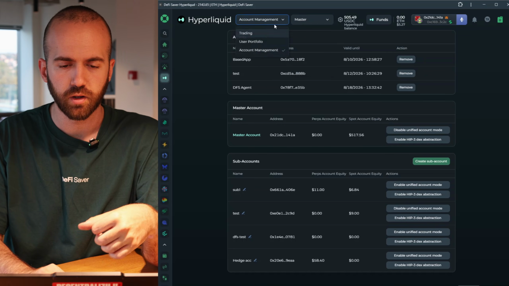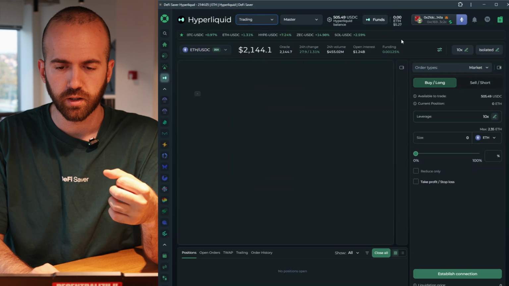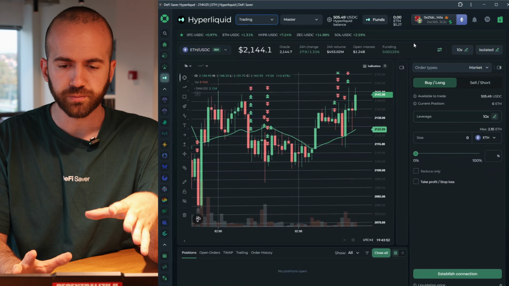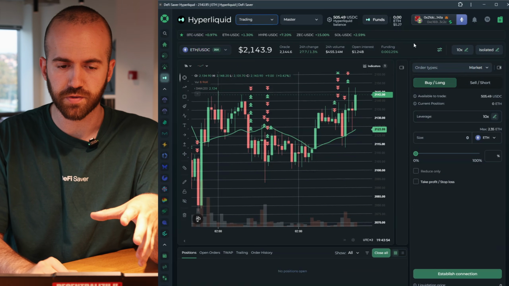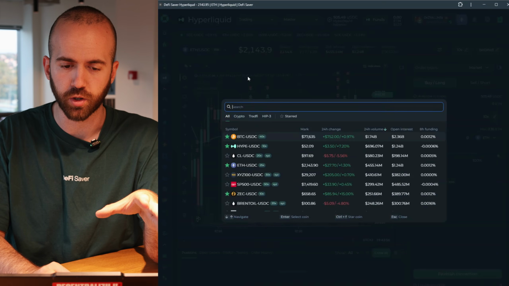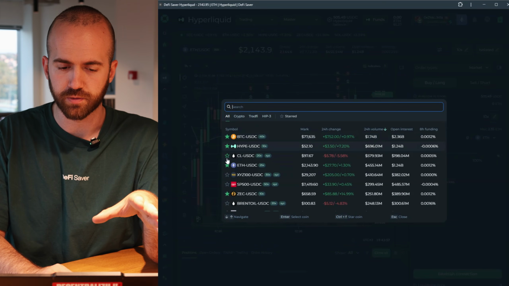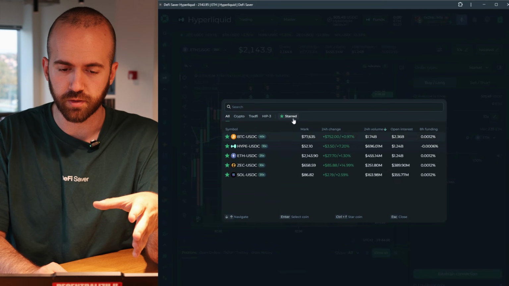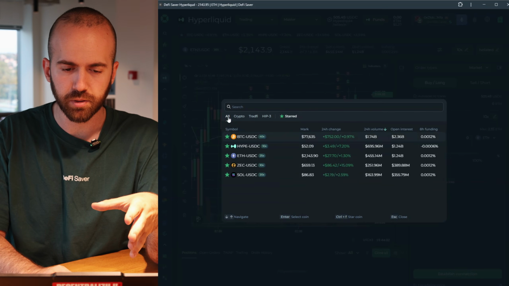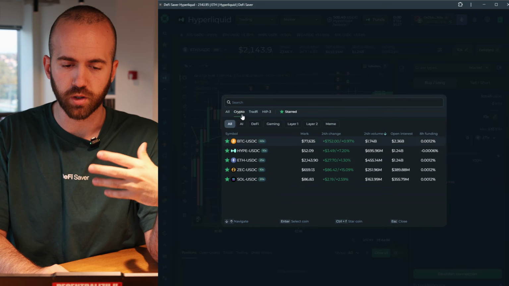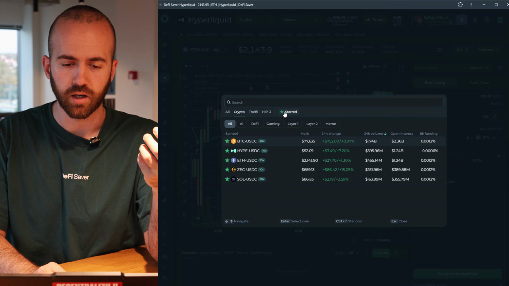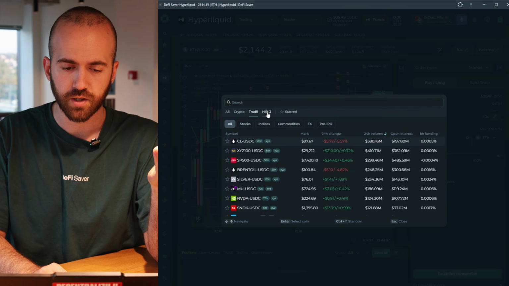And then here you can actually choose whether you want to be on a sub-account or the master or the main account. So if we go back to the trading view, I'm just going to also quickly cover the different UX elements. So here we can choose the market that we want to interact with. We have the option of selecting our favorite markets, which are going to show up in the starred markets tab.